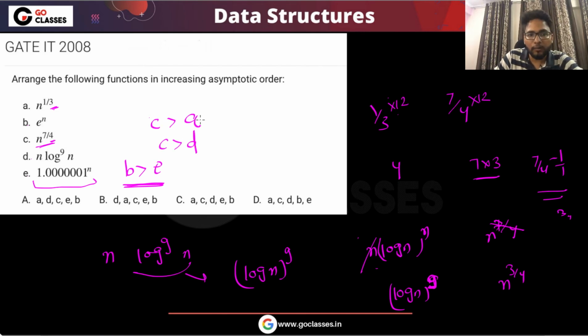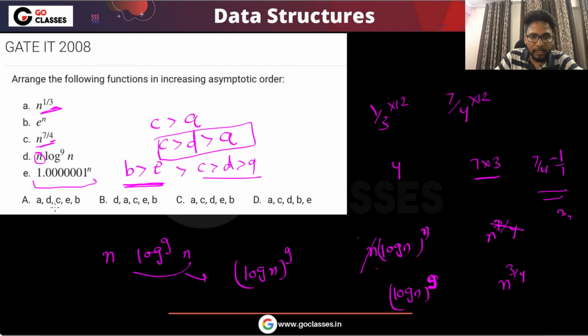Then let me compare between A and D. So it is n power 1 by 3, and it is n into log n power 9. Obviously this term is greater because it is just n power some small thing. This n itself is greater than n power 1 by 3. Then obviously this will be greater. So between D and A, D is greater, right? So you will say C, D, A. This is the order. And here B is greater than E. Then you will say B, C, D, A is the order, right? In increasing order: A, D, C, E, B. So A is the correct answer, right? I hope you got it.